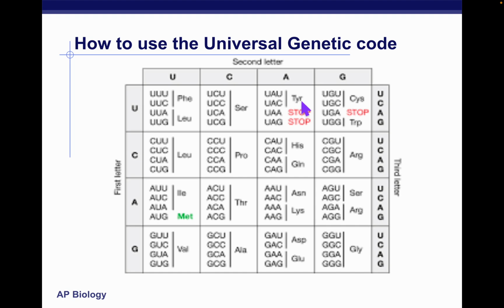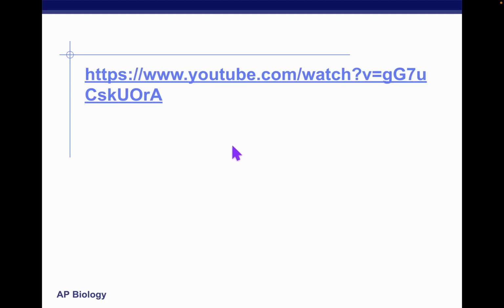Let's say I do CAC, right? So C is my first letter, we're in this row. A is my second letter, I'm in this box. C is my last letter, right here, and I know it codes for HIS, histidine. Okay, it's really important that we know how to do this. We're going to practice. So really quickly, see if you can figure out what GCG codes for. Pause it, figure it out. I'm going to pretend like you paused it there, and it codes for alanine. Okay. I'm going to watch this quick video with you.